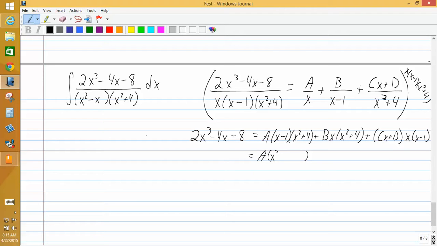So that's going to be x cubed plus 4x minus x squared minus 4, plus bx cubed, plus 4bx. Now here, before I multiply, I'm just going to go ahead and make this x squared minus x. Alright, and so I'm going to say this times this. So it's going to be cx cubed minus cx squared plus dx squared minus dx.